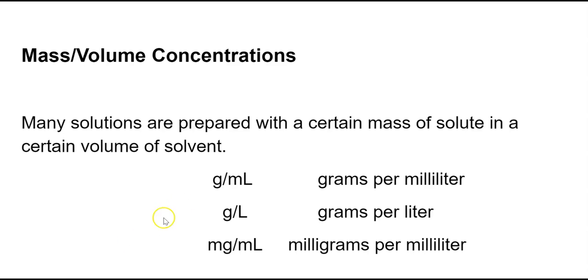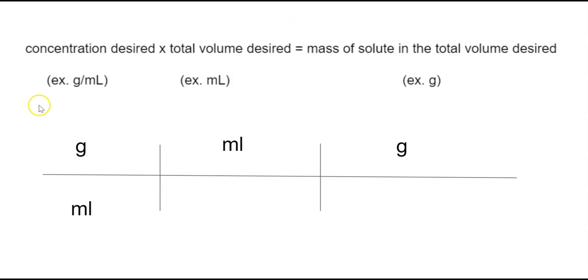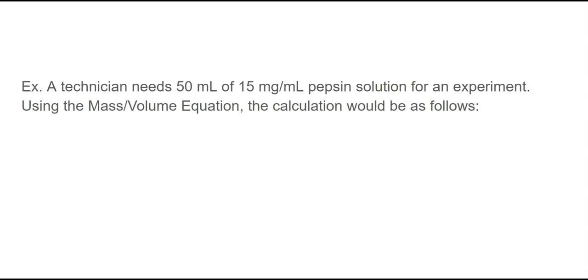Now, if we wanted to make some solutions with this, there are different ways that you can do those calculations. You can multiply the concentration desired by the volume desired to get the mass of solute that you need. I am a fan of the conversion train because that lets me really visualize what I'm doing and make sure that I'm not missing any steps. So let's look at this next problem and see if we can solve it together, and I'll go through how I would solve it.